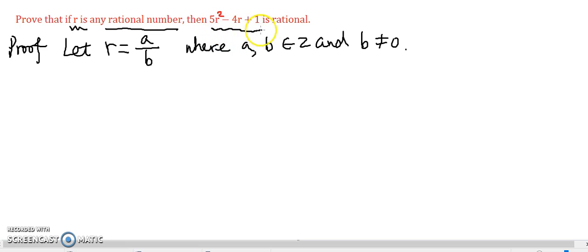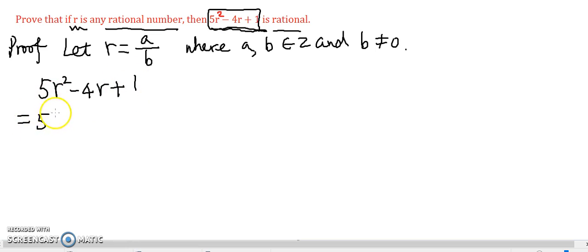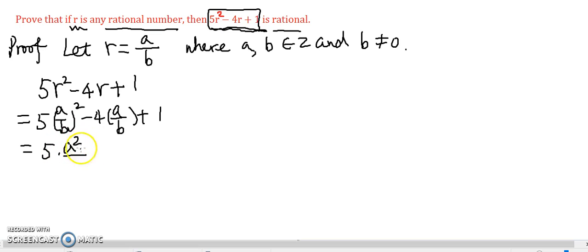And in order to show 5r squared minus 4r plus 1 is rational, we need to show this can be written as a fraction. So if we want to describe r, we describe it as a over b, and we can now plug into the expression. So 5 times, replace r with the fractional form, a over b, squared, minus 4 times a over b plus 1. So here this part is algebra. If we do the exponent first, we square the top, square the bottom, and then we multiply.